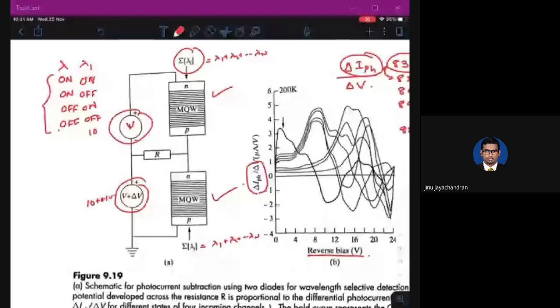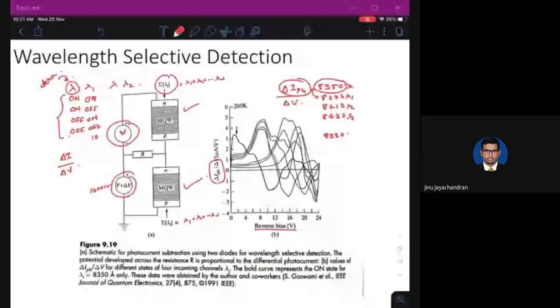Okay, similarly you take the next one, lambda and lambda 2. So lambda is the wavelength that you want to detect. So you take the combinations of lambda, lambda 1, lambda, lambda 2, lambda, lambda 3. All these combinations you take. Okay, sorry, this is up to lambda 3 only. So you take all those combinations and you sum it up.